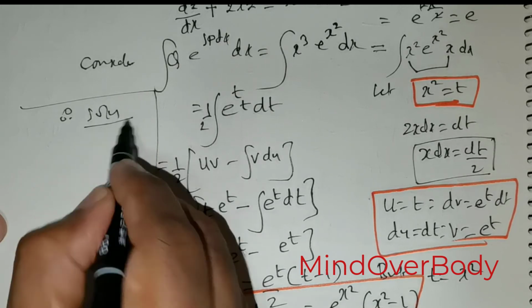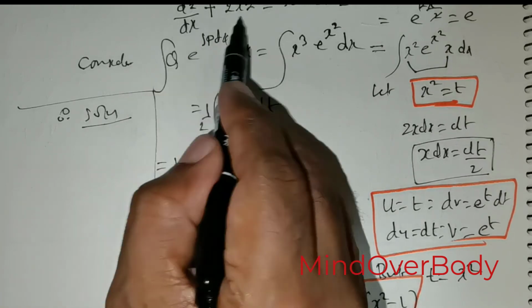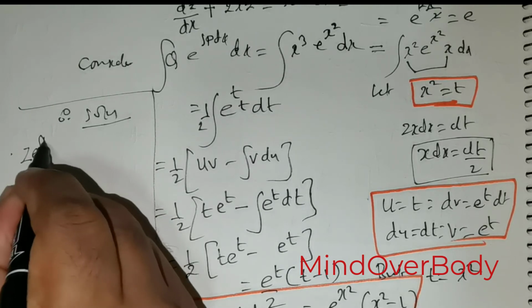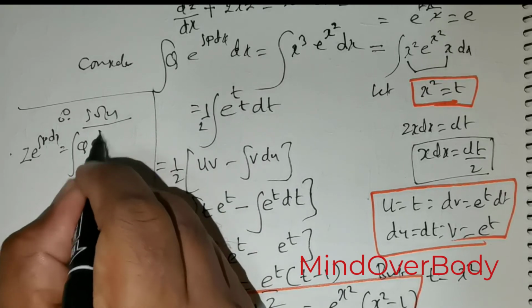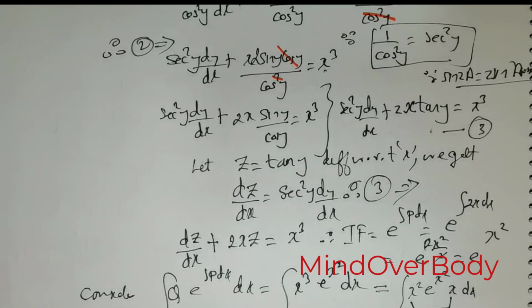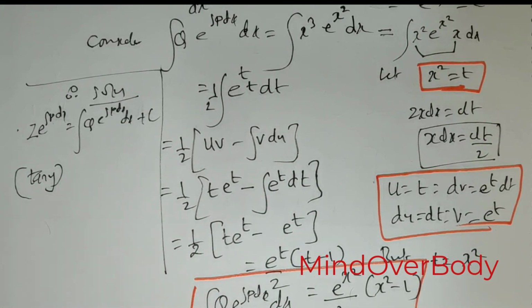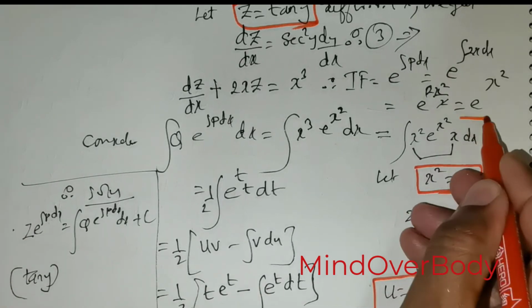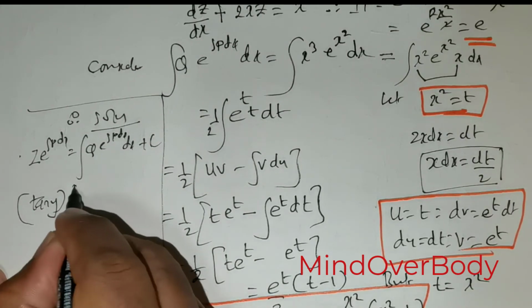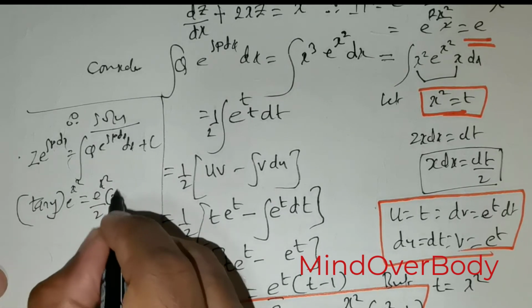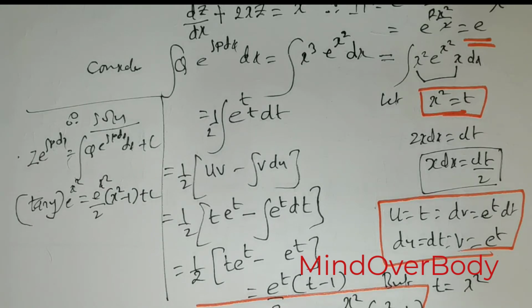Okay, therefore the solution, you have to understand, this is the Leibniz linear equation in Z. So the solution is going to be Z times e raised to the power of integral p dx equal to the integral of q times e raised to the power of integral p dx times dx plus c. My Z is taken to be tan y. So tan y times e raised to the power of integral p dx, which is e raised to the power of x squared, is equal to this entire quantity: e raised to the power of x squared over 2 times (x squared minus 1) plus c. So this is what I have got.